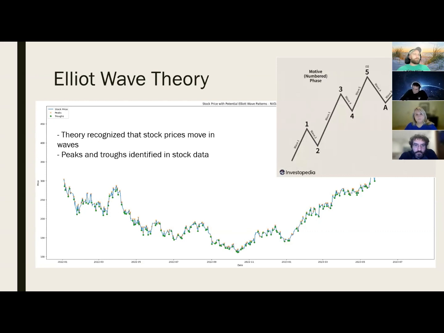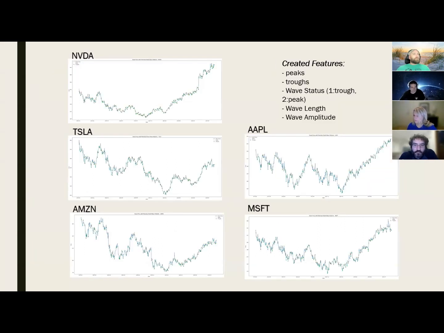Basically, the premise is that a series of peaks and troughs, basically the high points and low points during certain periods or within a certain window, can be indicative of the trend that the price will follow. For this, we created different features: peaks, troughs, wave statuses, one being a trough and two being a peak, and also calculating the wave length and wave amplitude.